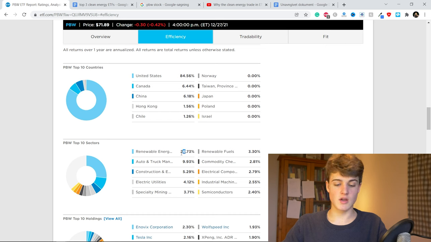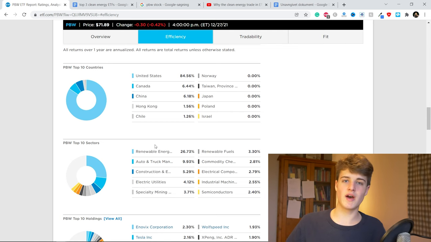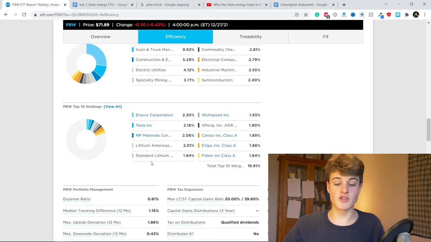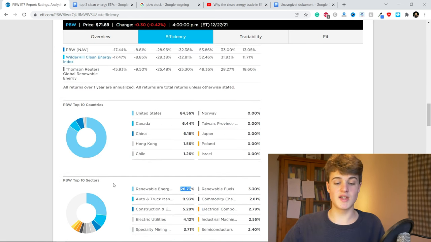Moving on to the top 10 sectors this ETF is in, you can see we have renewable energy at 26%. We have auto and truck manufacturers and construction and electricity. So when it comes to sectors, they're pretty well diversified. One thing that makes this ETF stand out is that it is very well diversified in basically everything except geography. The top 10 sectors are also very well diversified, with about 5% in the top three, and even the first place at 26% is not that high. So very well diversified in stocks and sectors.